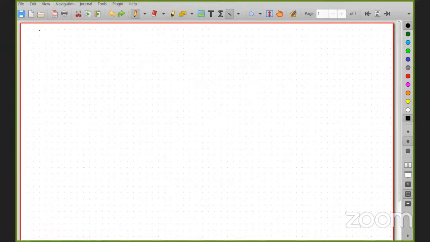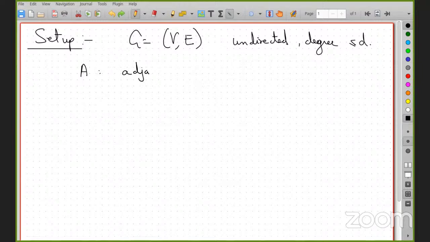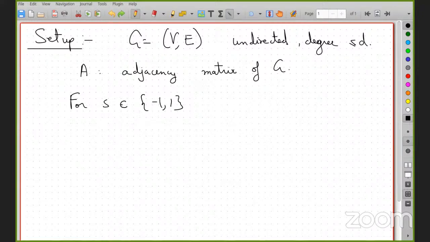Okay, so setup. The setup was that G is undirected, with degree at most D. Okay, and then we had this thing, AS. Sorry, A is the adjacency matrix of G, and for a signing of the edges, each edge is assigned a sign, +1 or -1.